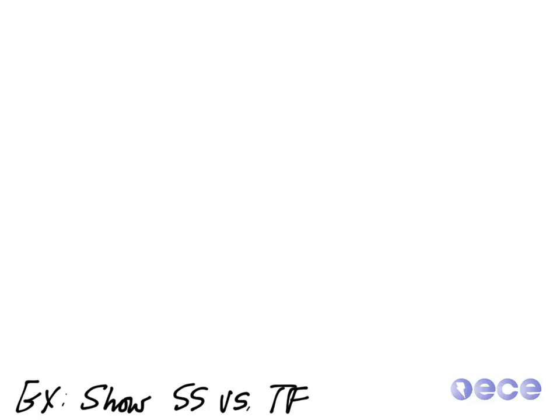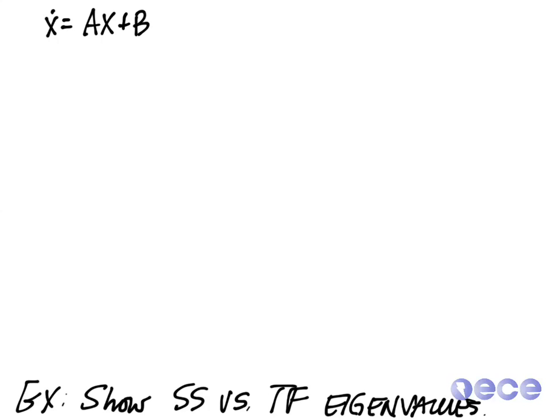Let's do an example now to show state space versus transfer function eigenvalues. So in this example, I want to start with a system: x dot equals Ax plus Bu, y equals Cx.